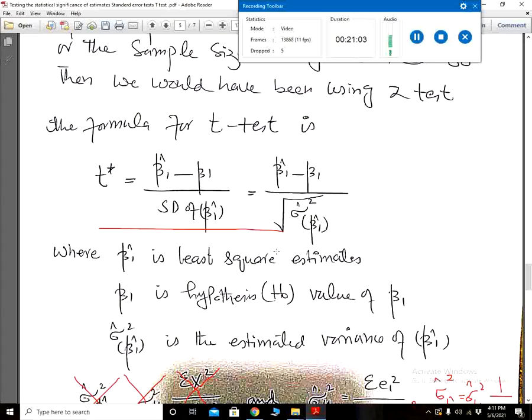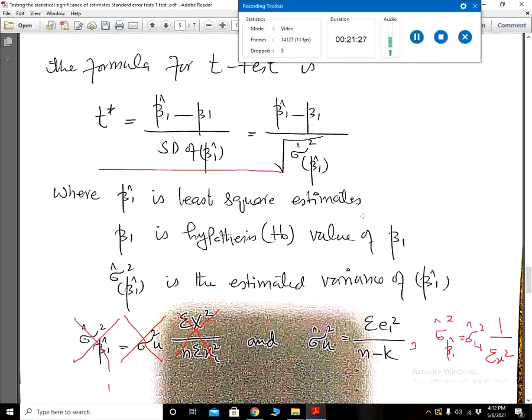We will calculate the empirical value of t from here, and in the next stage we will find the critical value from the table of the t test, and then we will compare t star with the t critical that comes from the table. After the comparison of both, we will decide about the rejection or acceptance of the null hypothesis.